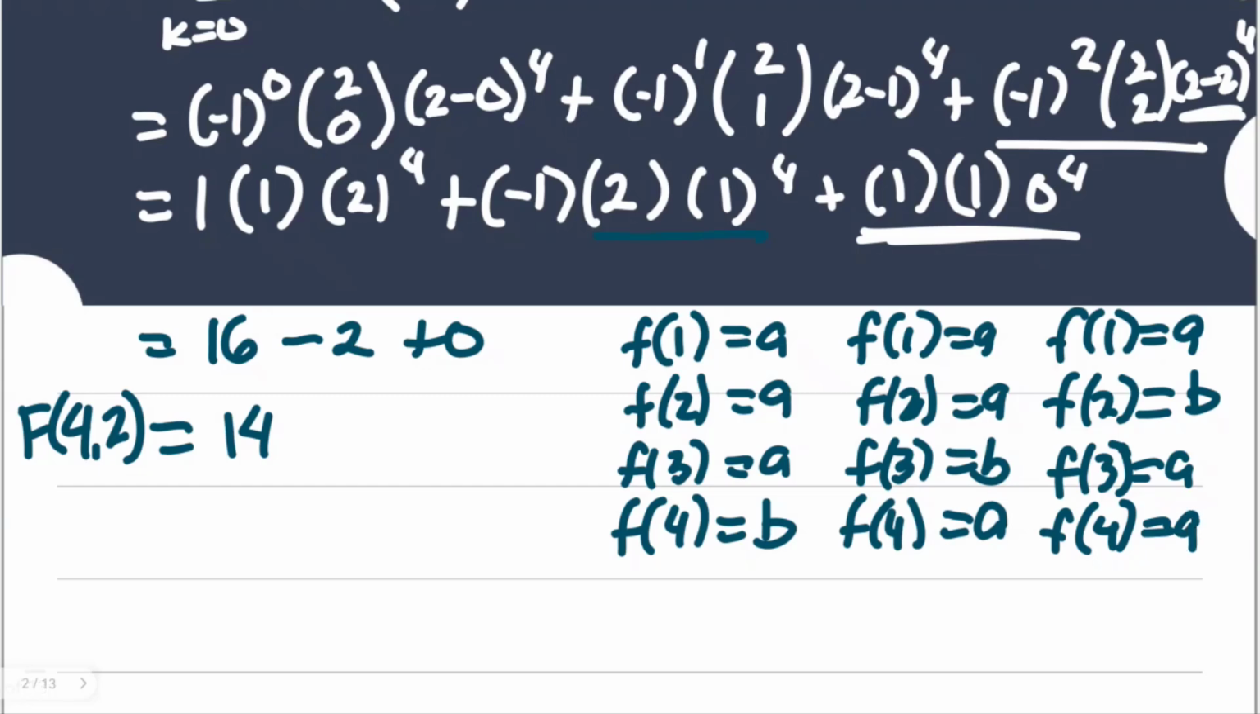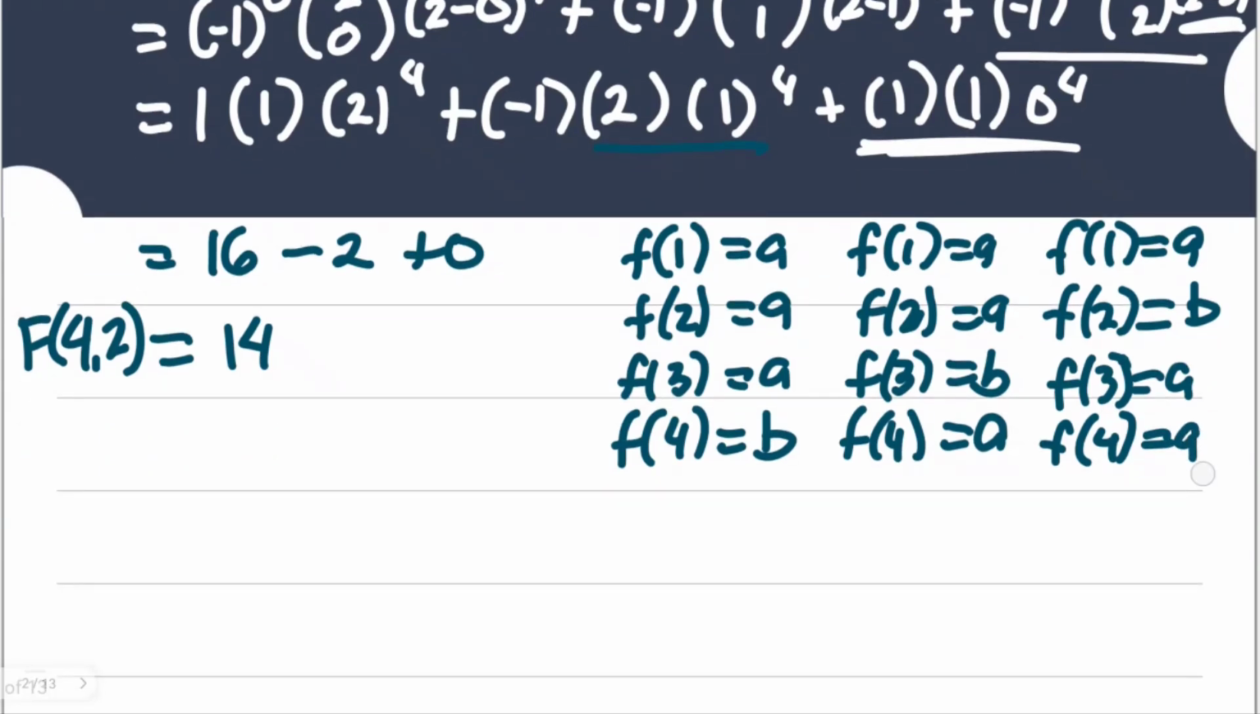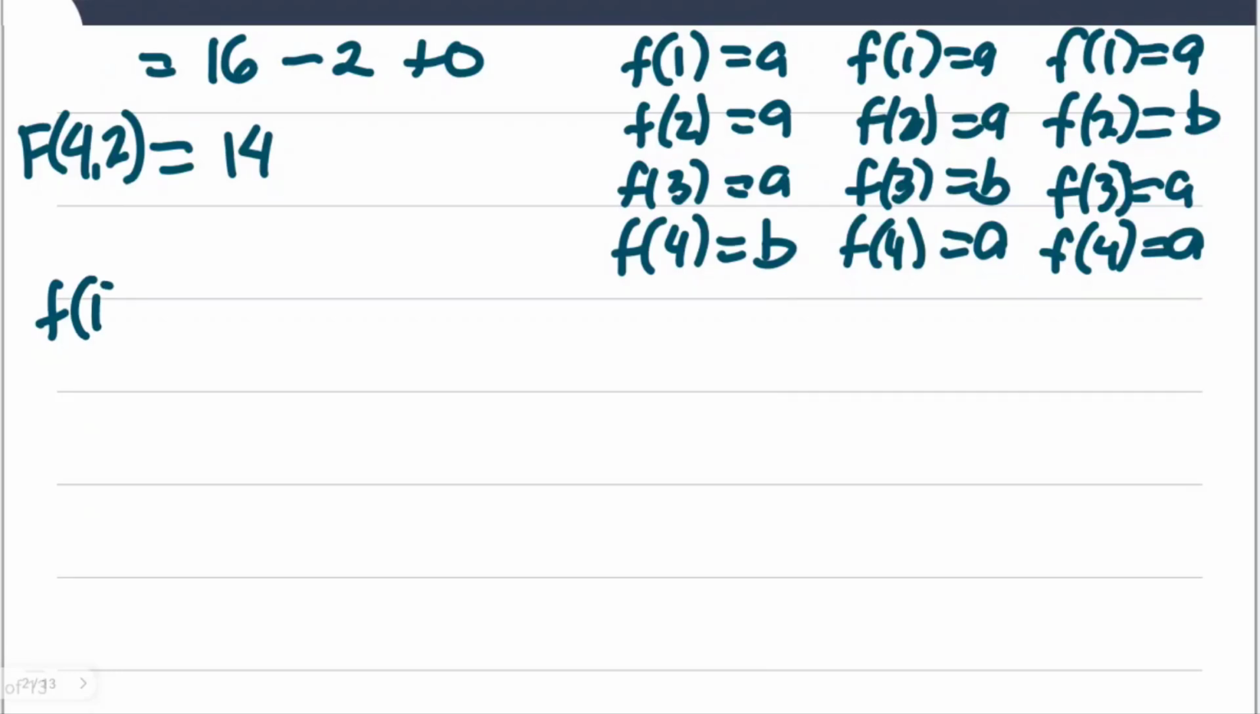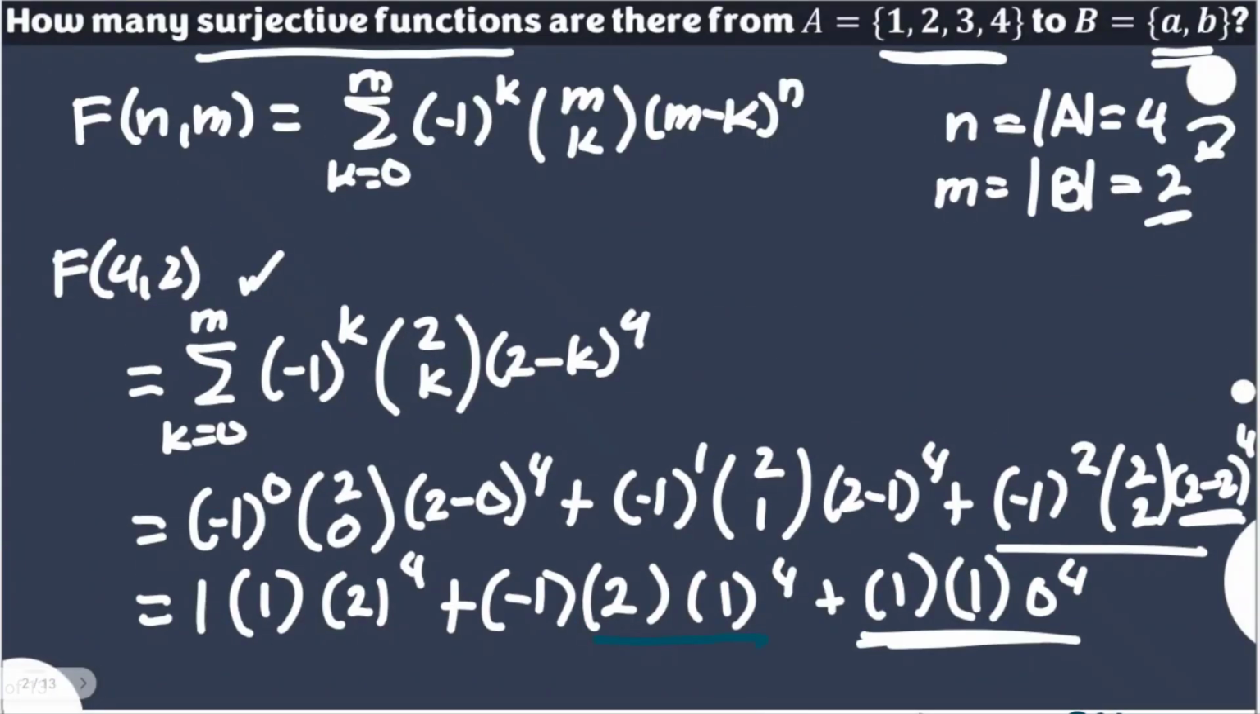Take note, we have 14 of them, so we still have 11 more. And to illustrate that, we have here f of 1. Take note, I'm using the elements 1, 2, 3, 4, and A and B.